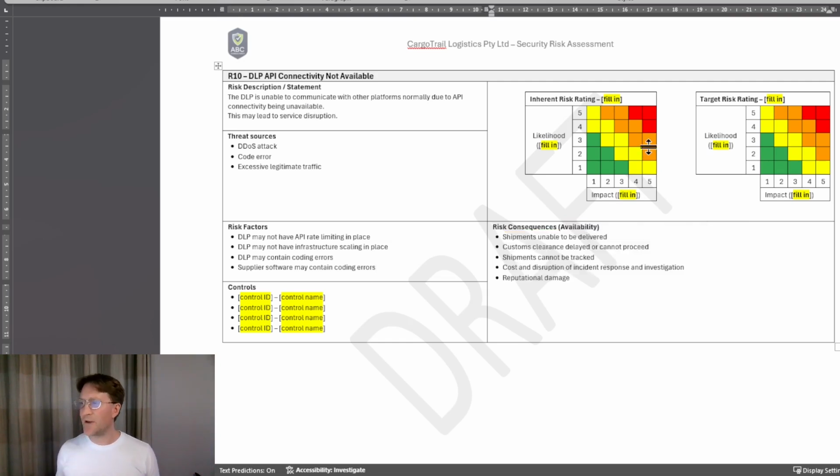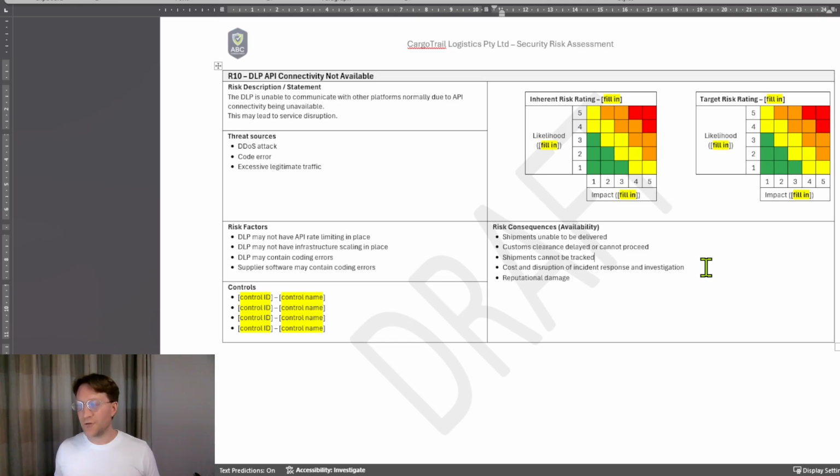What consequences then? We're just talking about availability, and therefore the function of the system. Is it working correctly? If it's not working correctly, then we may not be able to deliver shipments. We may have customs clearance issues. We may not be able to track shipments.